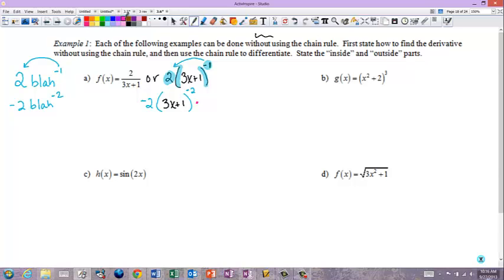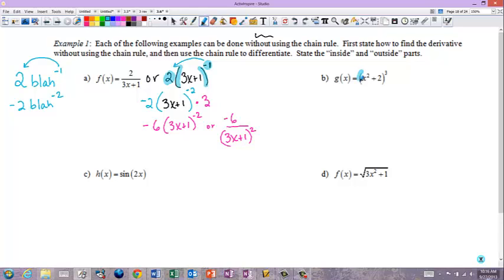Well, what's the derivative of the inside? 3. So it would be negative 6 times 3x plus 1 to the negative 2, or you could write it as negative 6 over 3x plus 1 squared. Now, if you did low d high minus high d low over the square of what's below, you would get the same thing. Let's look at another one.